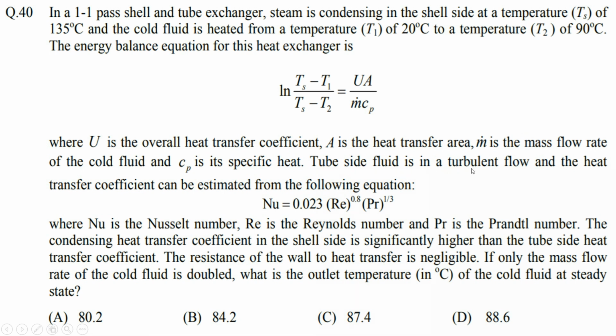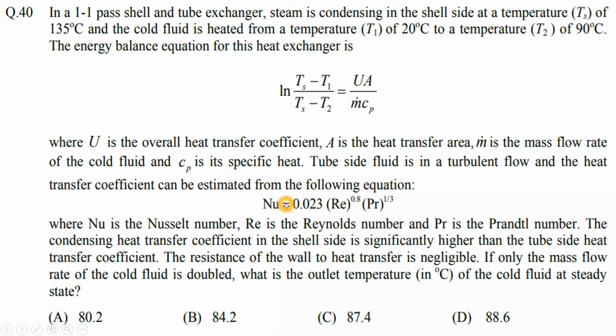Tube side fluid is in turbulent flow, and the heat transfer coefficient can be estimated from the following equation. Nusselt number is equal to 0.023, Reynolds to the power 0.8, and Prandtl to the power 1/3. This is the Dittus-Boelter equation, where Nu is the Nusselt number, Re is the Reynolds number, and Pr is the Prandtl number. Consider the heat transfer coefficient in the shell side to be significantly higher than the tube side heat transfer coefficient. The resistance of the wall to heat transfer is negligible. If only the mass flow rate of the cold fluid is doubled, what is the outlet temperature of the cold fluid at steady state?